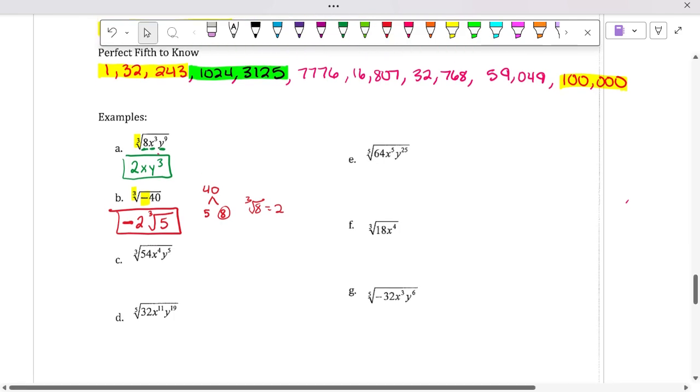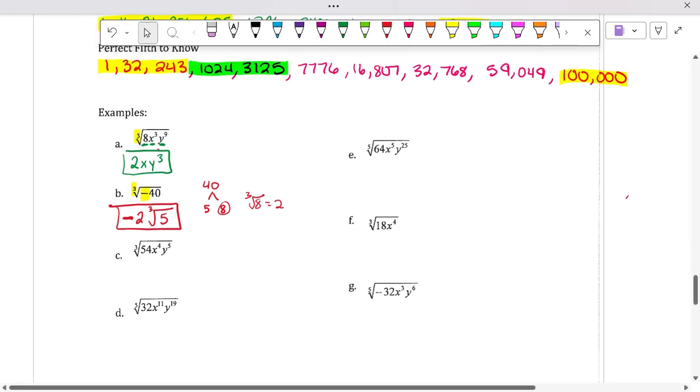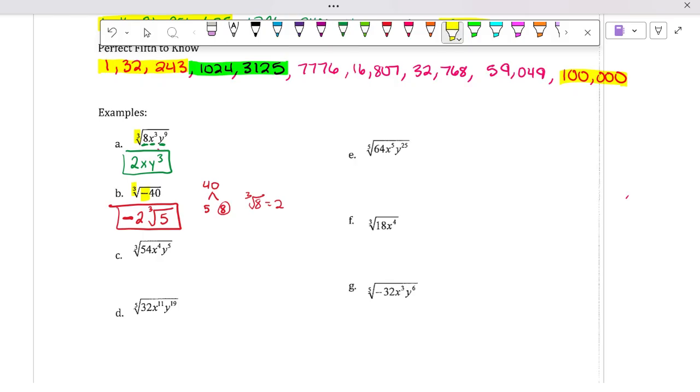If you look at letter C. All right. So letter C, still dealing with the cube root. But 54 is not a perfect cube, so we need to break it down. Now we can break down 54 into 6 and 9. So since we can break it down to 6 and 9, we can probably go a little higher than that. So if we think about multiples of 9, that means possibly 27.